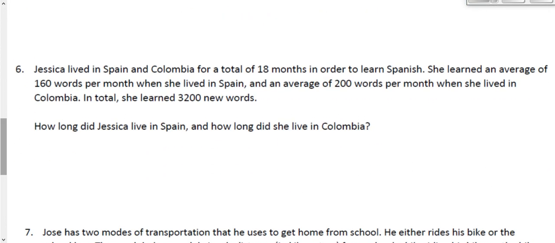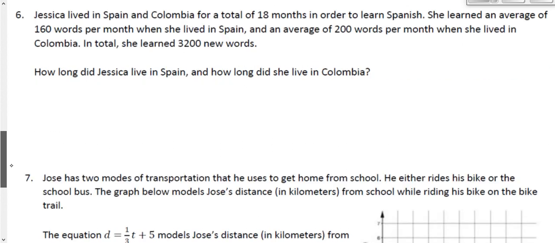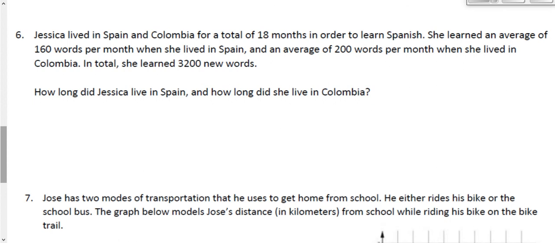All right, let's take a look at Jessica. Now, you guys probably recognize this from our review for this unit. Jessica lived in Spain and Colombia for 18 months total. She learned an average of 160 words per month in Spain and 200 in Colombia. In total, she learned 3,200 new words. We're going to have to create 2 equations. Our question is, how long did she live in Spain? I'm going to call that S. And how long did she live in Colombia? I'm going to call that C.